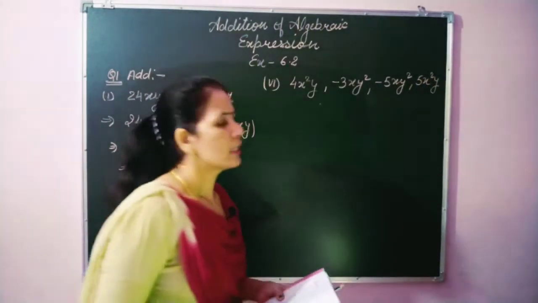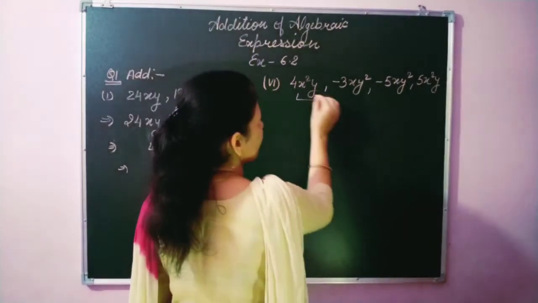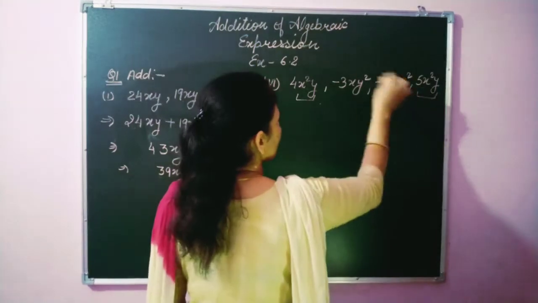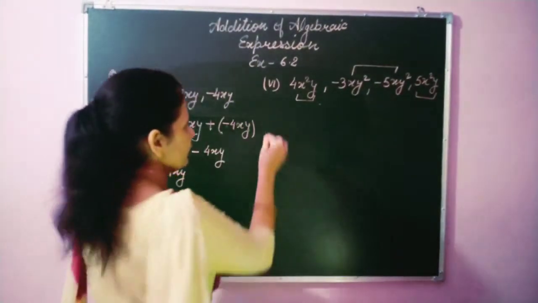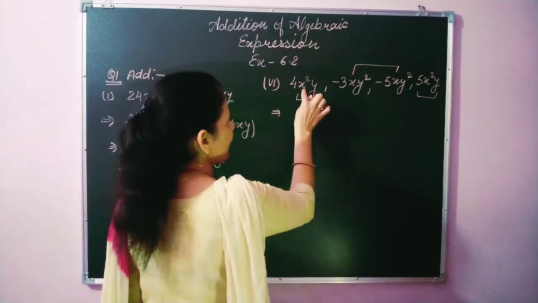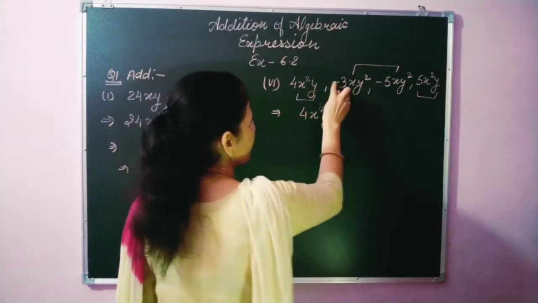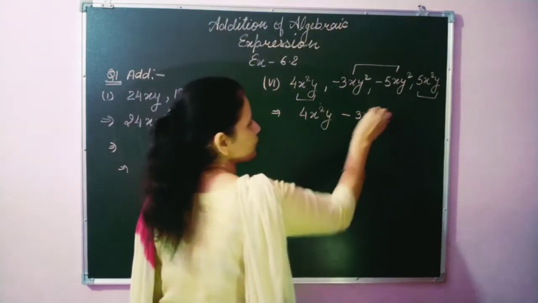Okay students, now first observe the terms. We observe x square y and x square y. These two terms are like and these two are like. So we will arrange them separately. First of all, 4x square y. Then here, with the sign, minus 3xy square is written.